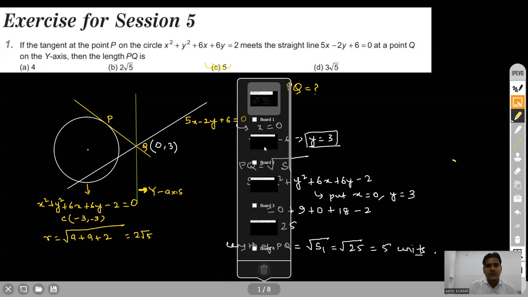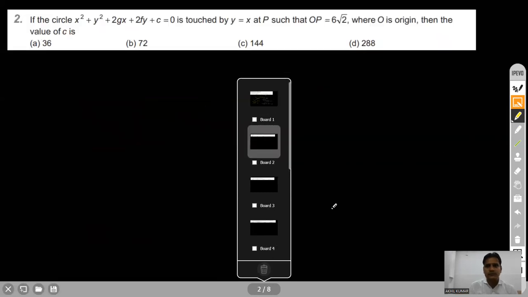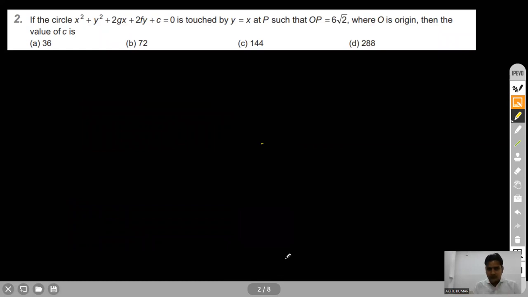Let's take the next question. Question number 2. It is saying, if the circle x square plus y square plus 2gx plus 2fy plus c equal to 0, this is the general equation given here, is touched by y equal to x at P, such that OP is equal to 6 root 2, where O is the origin, then the value of C.